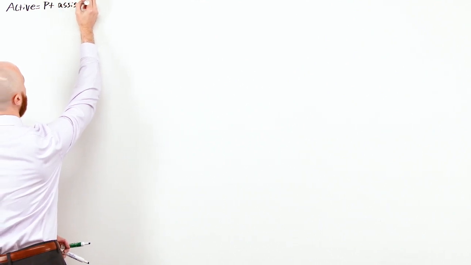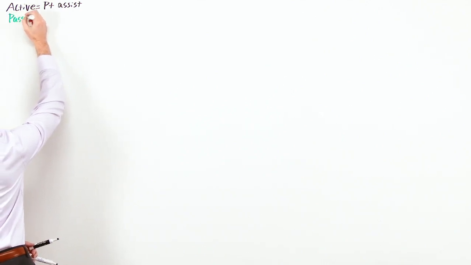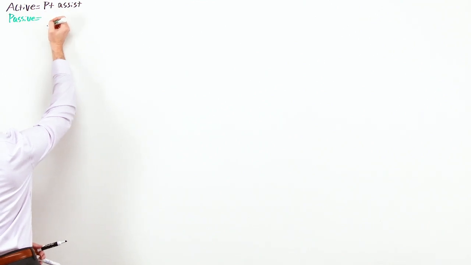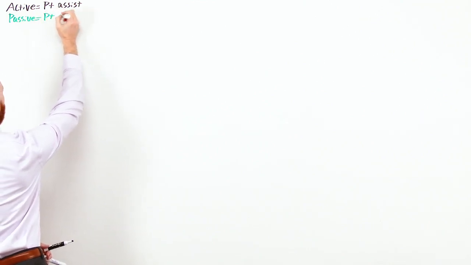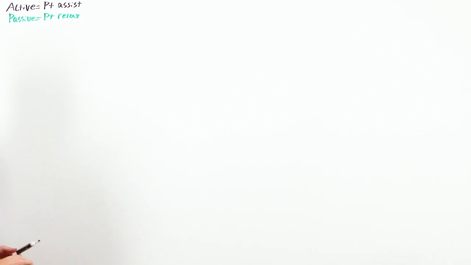So you can have an active treatment, which means that the patient assists in the treatment, meaning that at some point during an active treatment, you are going to ask the patient to do some sort of motion. A passive treatment is going to be the opposite. During a passive treatment, we're going to ask the patient just to remain completely still. At no point during the treatment do we ask the patient to do anything.